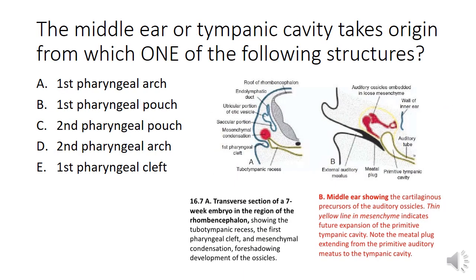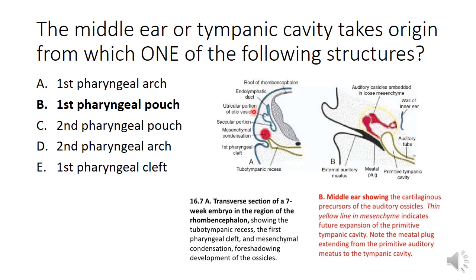The next question: the middle ear or the tympanic cavity takes origin from which one of the following structures? First pharyngeal arch, first pharyngeal pouch, second pharyngeal pouch, second pharyngeal arch, or the first pharyngeal cleft. In this picture, you can see a tubotympanic recess. This is the one which later on gets transformed into the middle ear as well as the auditory tube. And this is the part which is arising from the first pharyngeal pouch.